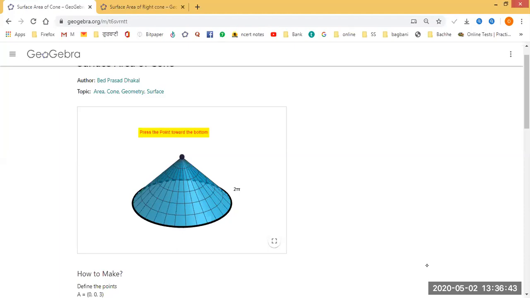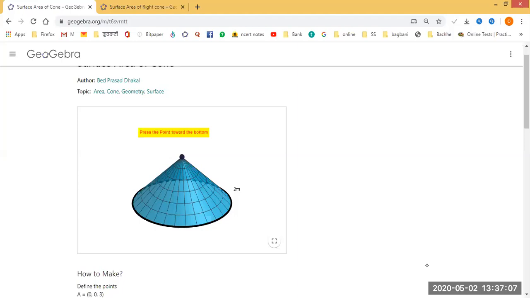Now we need to understand a few things. You see, this cone has this circle made by the thick dark line, right? If r is the radius of this circle, the circumference or the length of this circle will be 2 pi r. Am I right? Right.